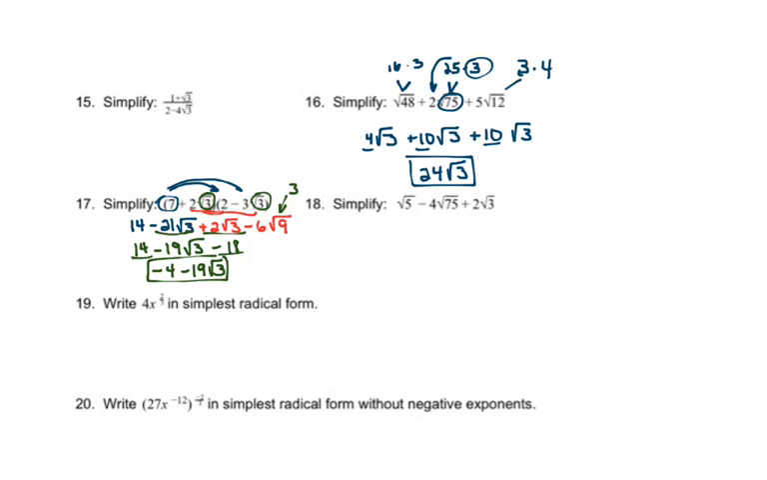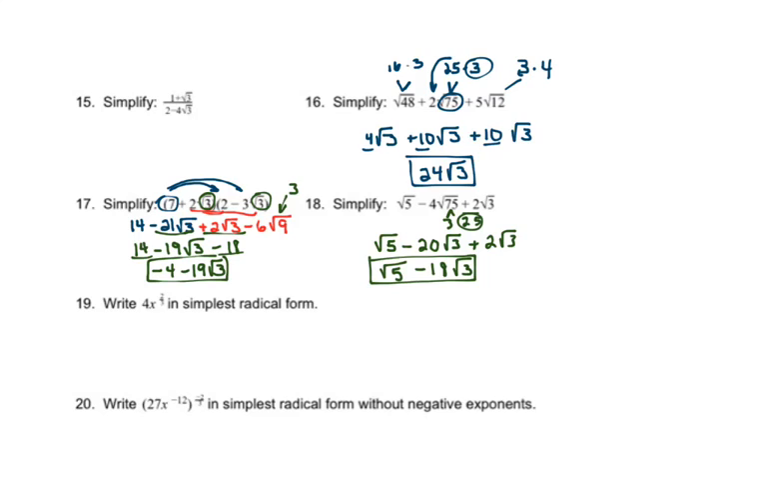Problem number 18. Root 5 can't be simplified. 75 we have seen is already 3 times 25. So we break out the 5 times the 4. So let me give myself just a little more space here to write. So that's root 5 minus, bringing out the 5 from the square root of 25 is minus 20 root 3 plus 2 root 3. Can't be simplified. Now adding up like radicals, we get root 5 minus 18 root 3. And those can't be combined because they're not like radicals. So you just leave them.